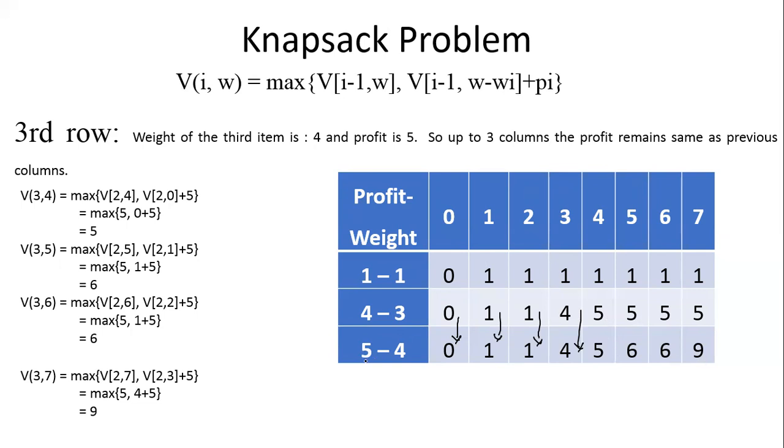So here the weight is 4, profit is 5. So we are going to calculate this value. That's why third row, fourth column. This is third row, fourth column. By applying the same formula, we will get a profit of 5. Same way, 3 comma 5 we will get a profit of 6, and 3 comma 6 we will get a profit of 6, 3 comma 7 we will get a profit of 9. Okay, profit of 9. So why?